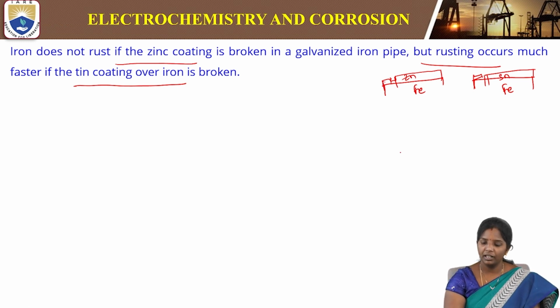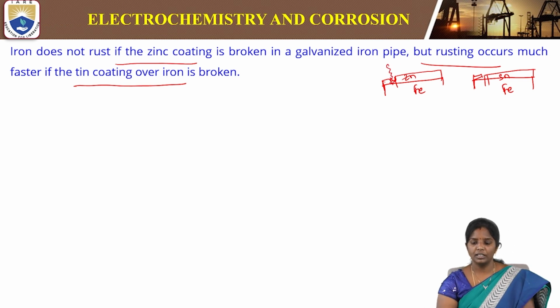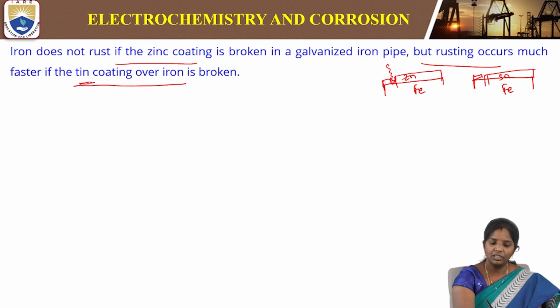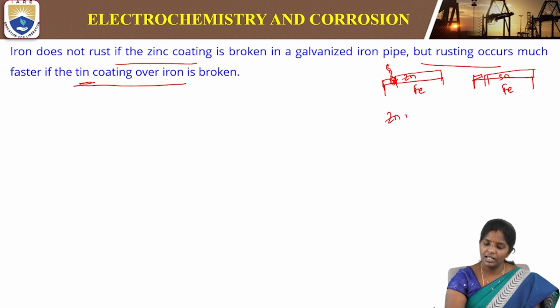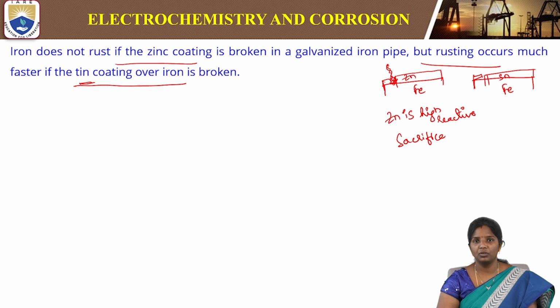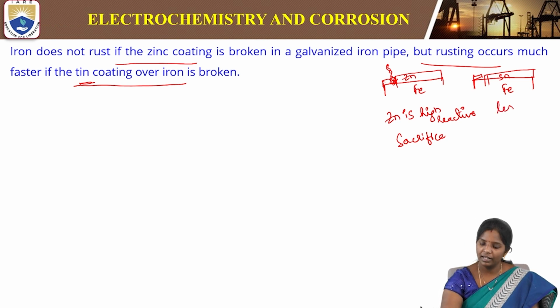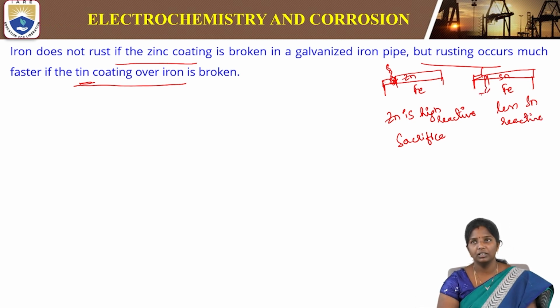So in this defective iron pipe, whenever there is zinc, it is highly reactive. Zinc is broken, but rusting occurs much more with tin. Whenever it is reacting with zinc, zinc is sacrificing because it is highly reactive. It will sacrifice and undergo corrosion completely. However, tin is less reactive, so it will allow the iron to react. Therefore, with tin, it will rust more when compared to zinc.